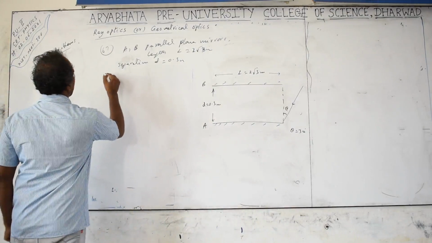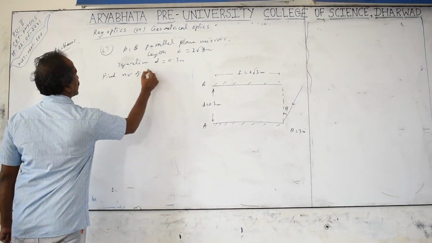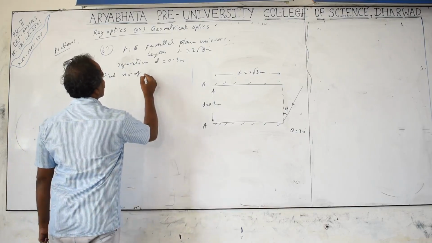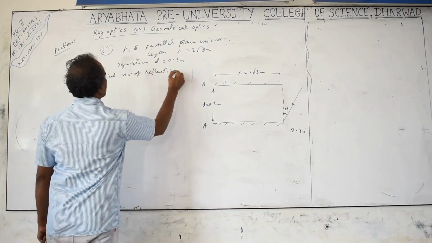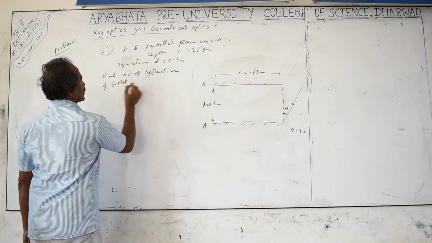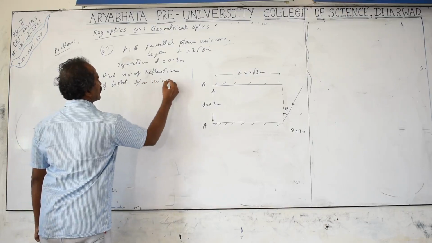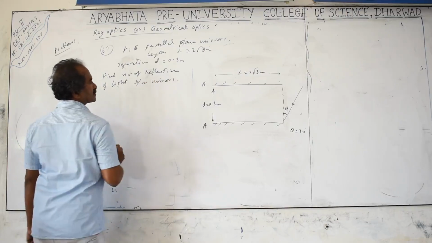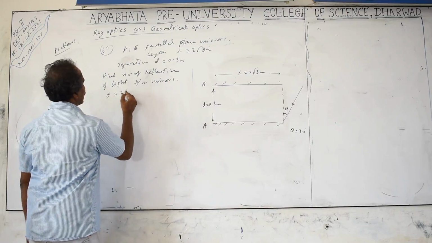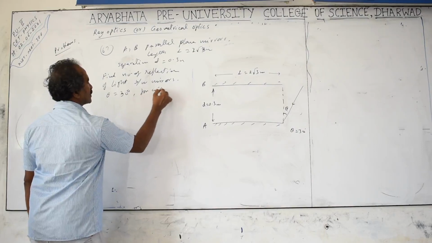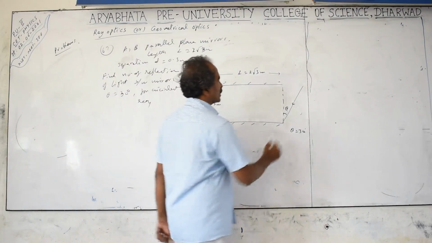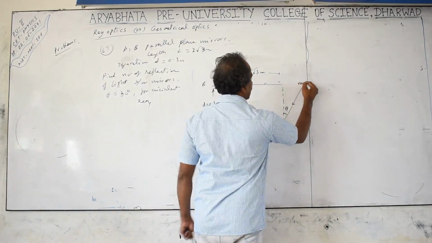Find the number of reflections, number of times the light is reflected between mirrors. Ray incident theta equal to 30 degrees for the incident ray. They will give you the diagram, of course. The light ray is incident.